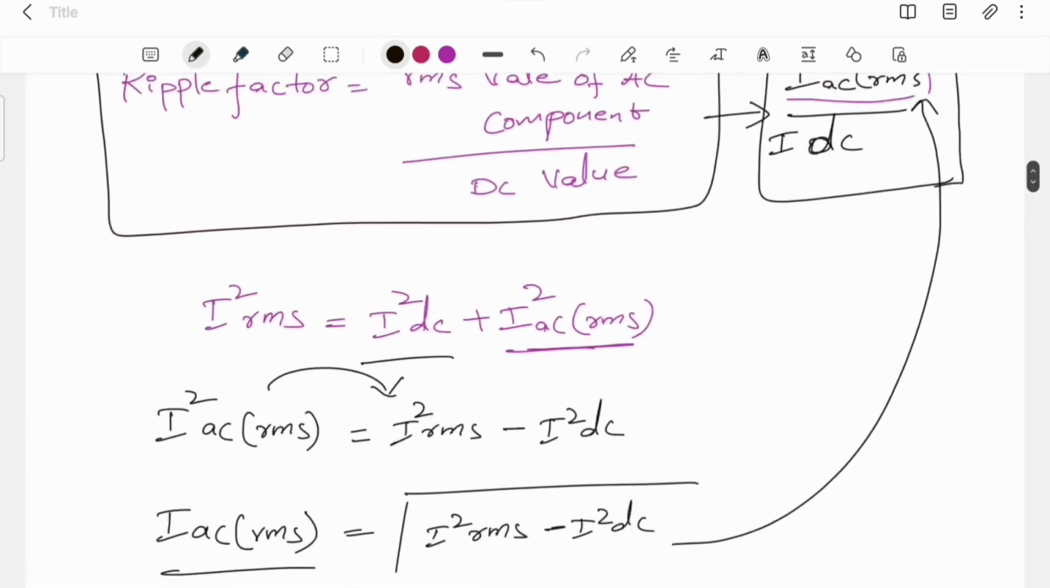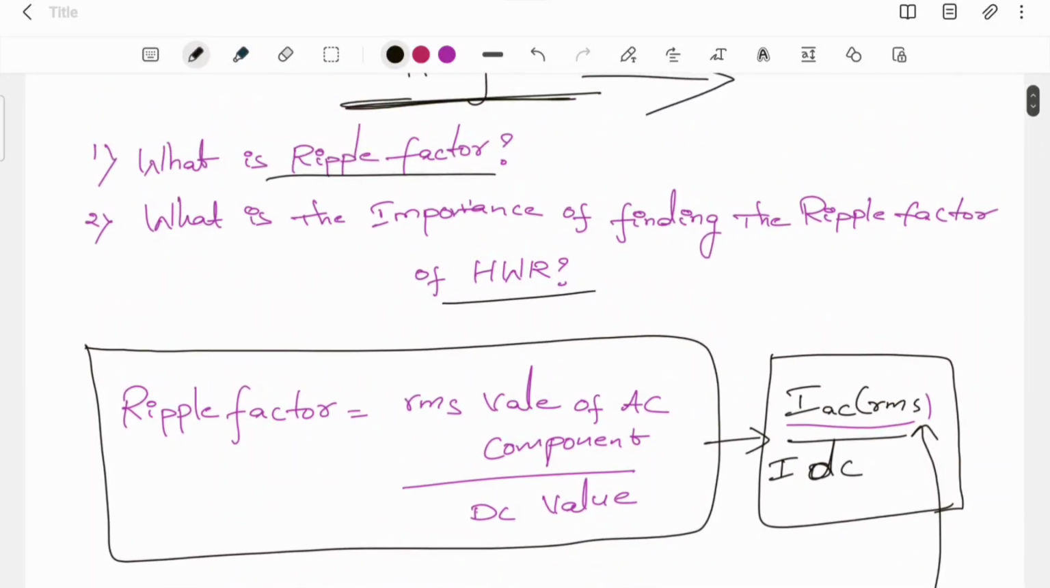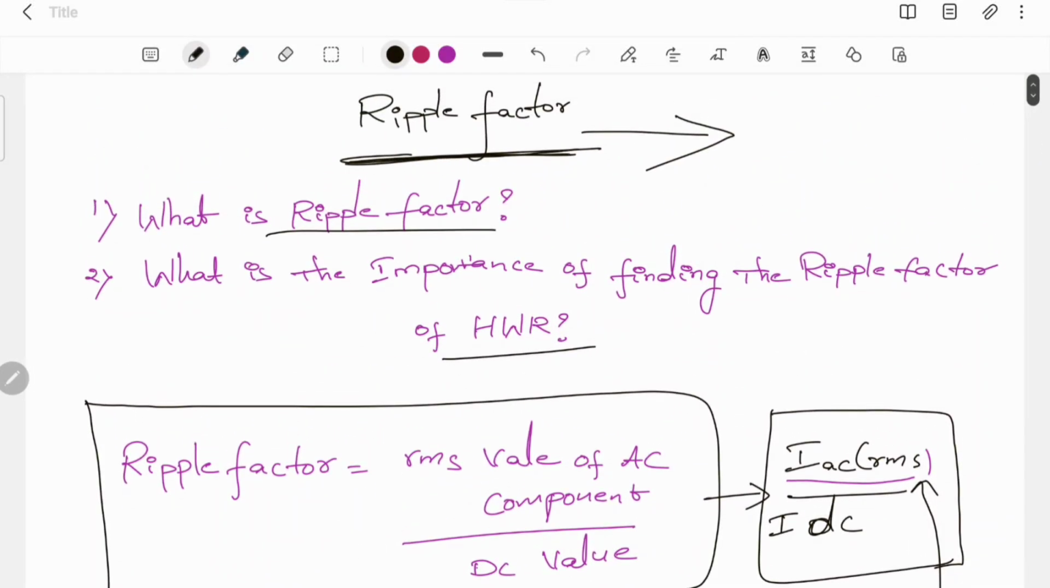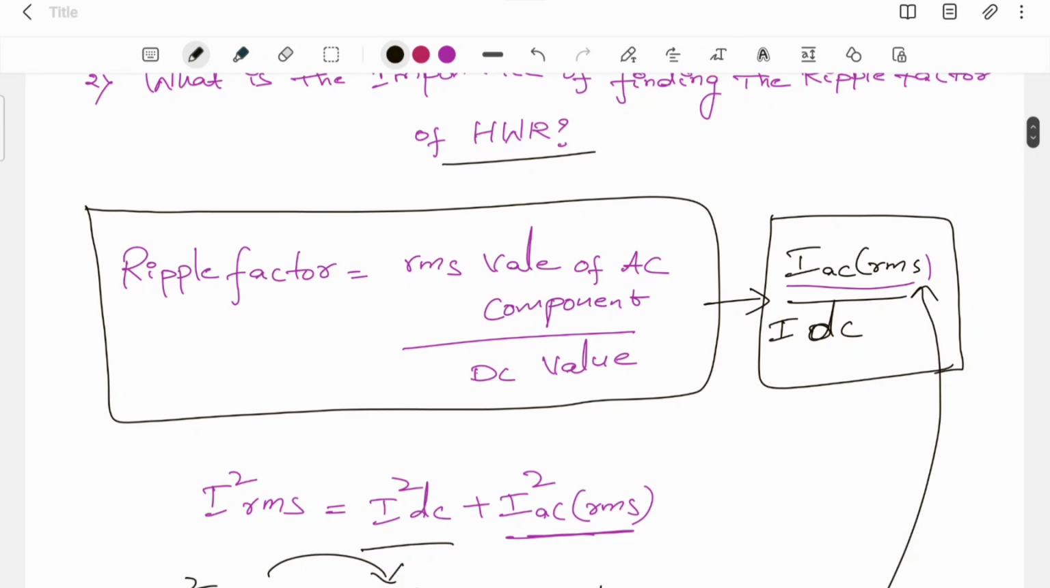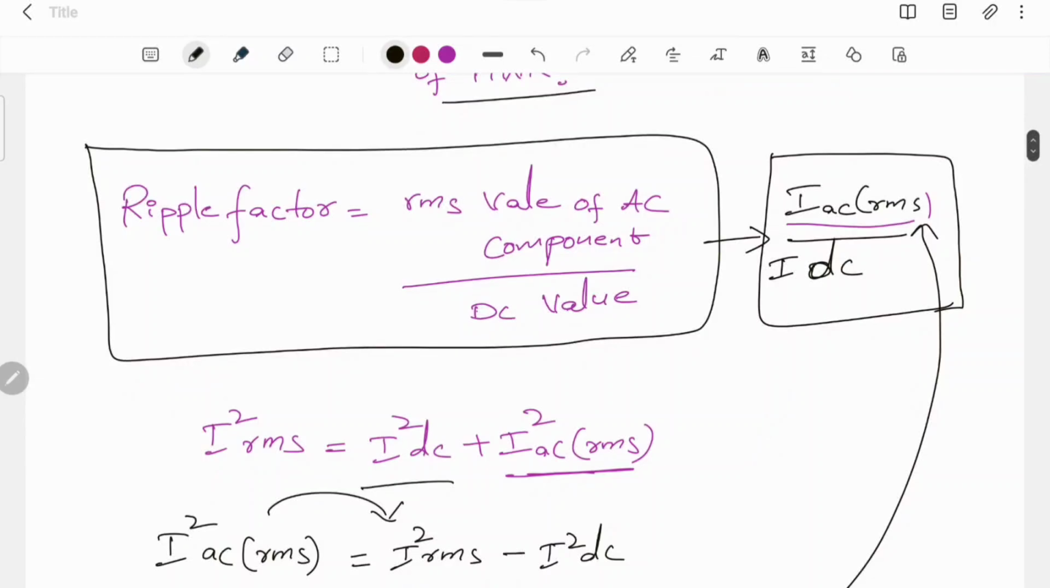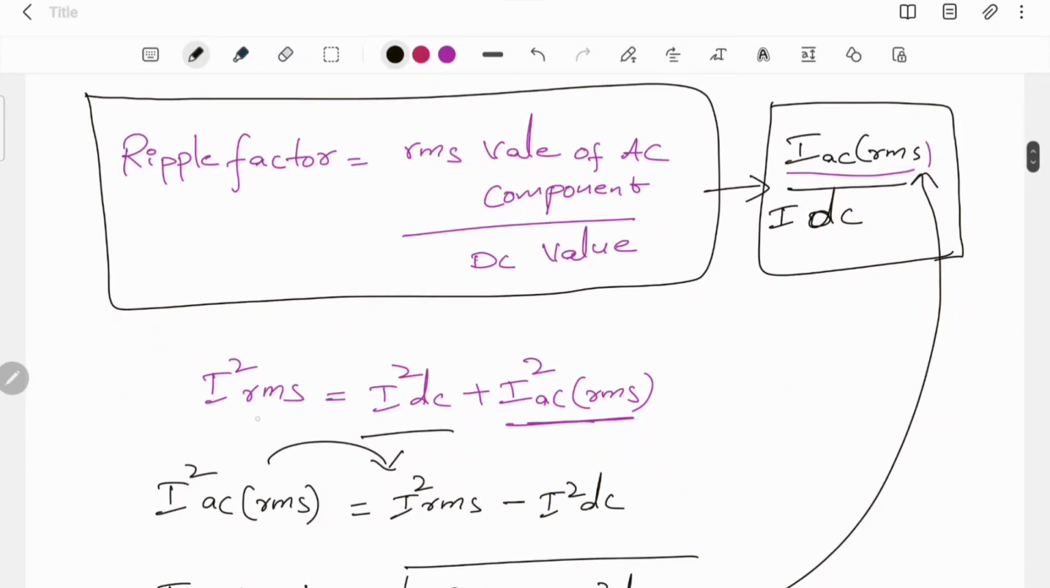And I am repeating it once again, just listen carefully. So first main thing is ripple factor. When we are converting from the AC to DC, there is some ripple content present in the converted DC. To find out how much ripple content is present in that converted DC, we can use this formula. So the main formula is the RMS value of the AC component by the DC value. But we don't know the RMS value of the AC component. But we know the formula, that is I square RMS is equal to I square DC plus I square AC RMS.